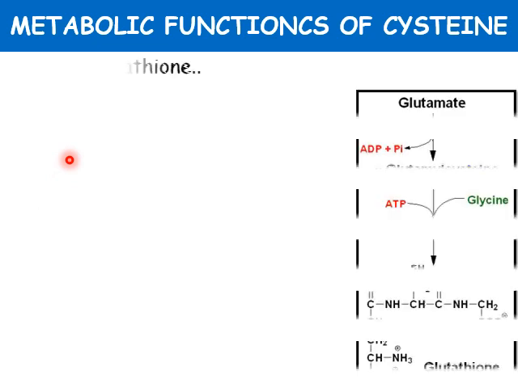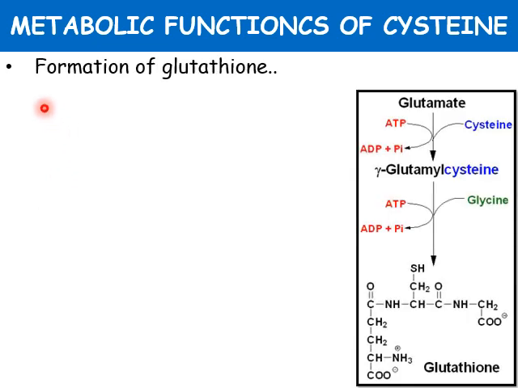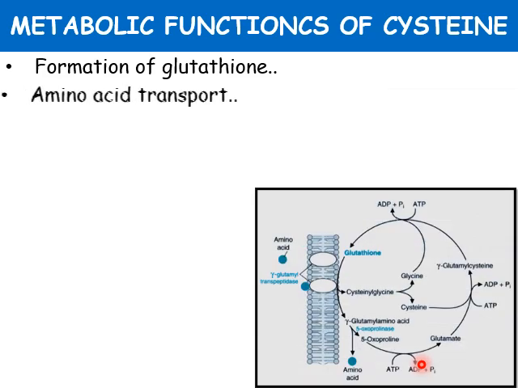Now we'll see the various metabolic functions of cysteine. As we have already seen in the glycine metabolism, there are three amino acids, glycine, glutamate, and cysteine, that are essential for the synthesis of glutathione. So it forms gamma glutamyl cysteine glycine, that is glutathione. It has various roles in the various metabolic pathways. The first important role of glutathione is amino acid transport. So this glutathione comes from the cysteine, and that helps in the amino acid absorption by the Meister's cycle.